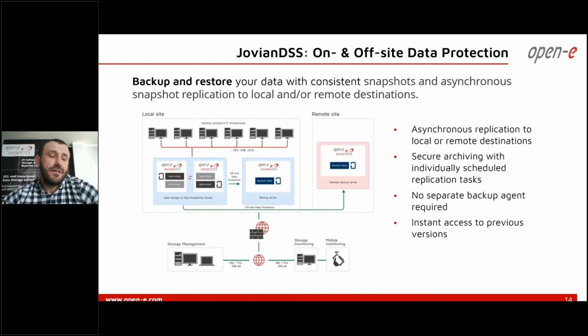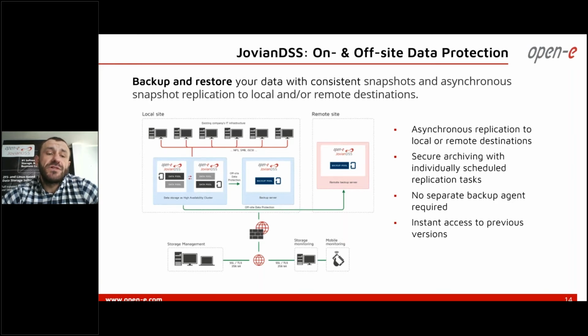And at the end, we have the on and offsite data protection feature. What is it about? The administrator can back up and restore data with consistent snapshots, and then replicate snapshots asynchronously to local and remote destinations. And that's all without any additional backup agent. It is a native feature of ZFS. We will show it later in the live demo.